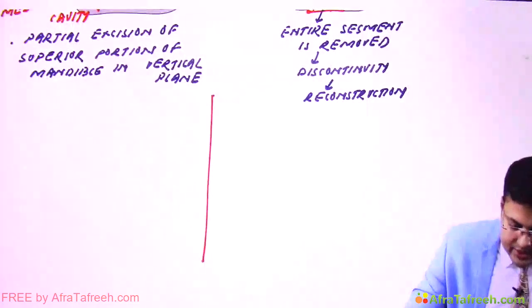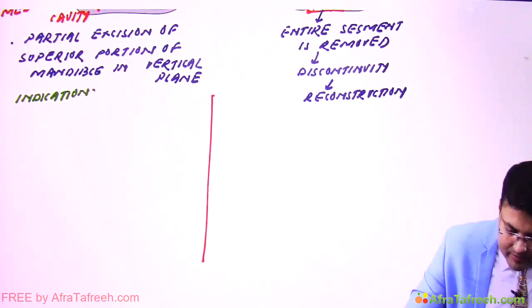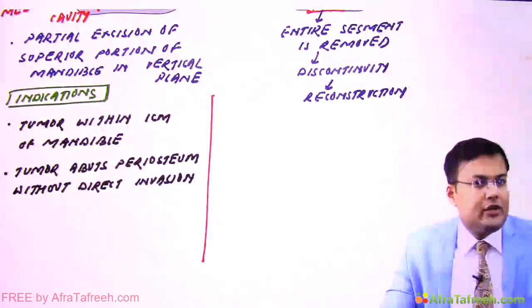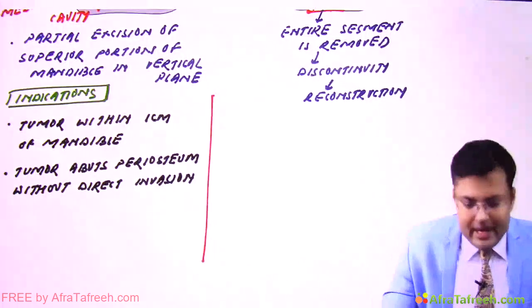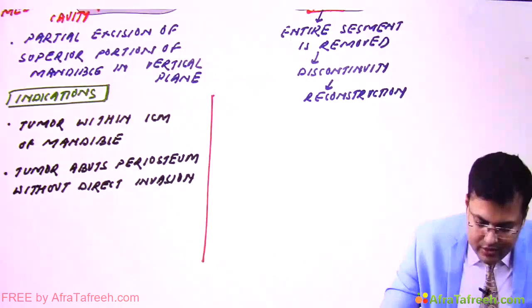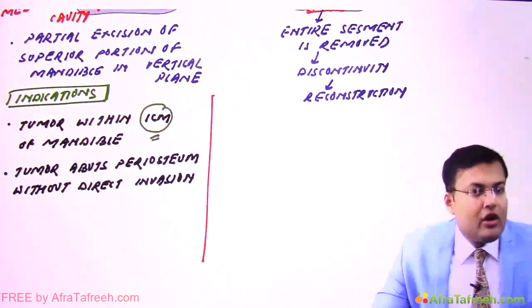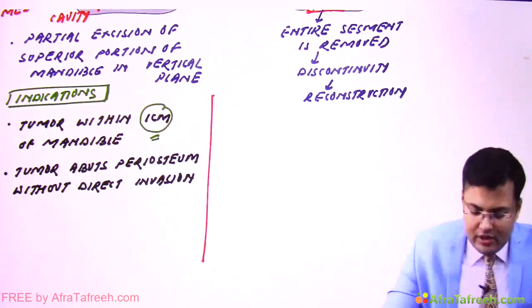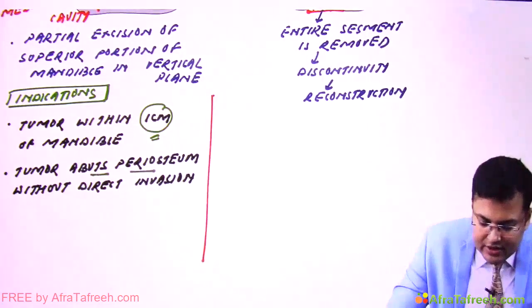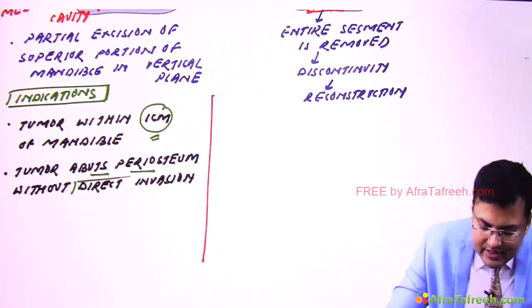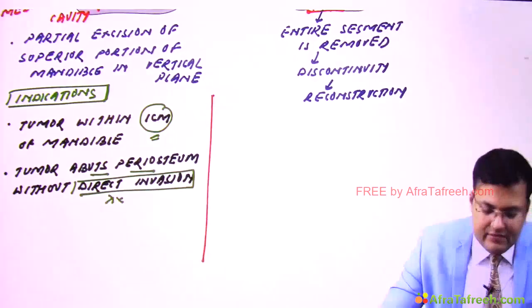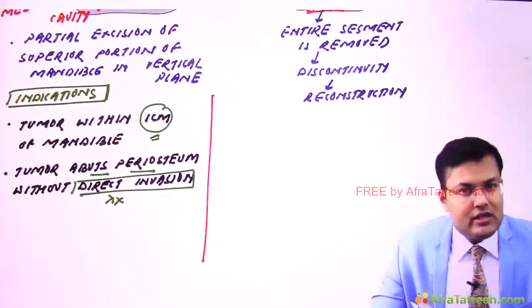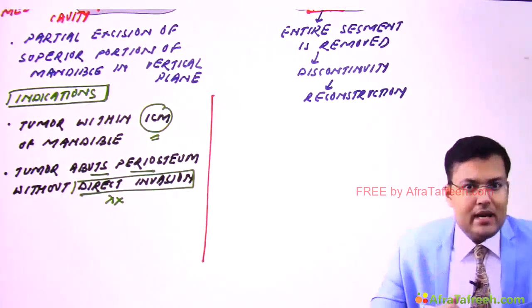So see the indications of marginal mandibulectomy. What are the indications? When the tumor is within 1 centimeter of mandible, or tumor just abuts the periosteum but there is no invasion. So if it is just touching the periosteum without direct invasion, and the tumor is within 1 centimeter, we go for marginal mandibulectomy.